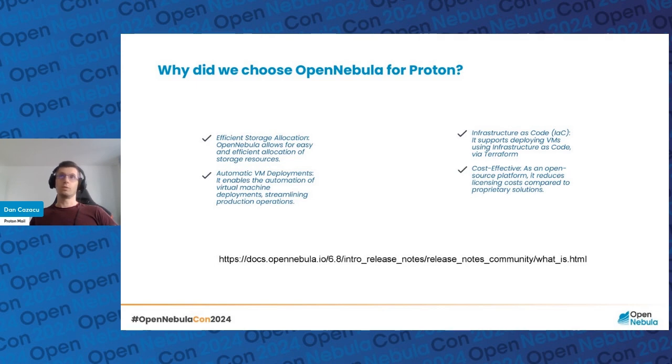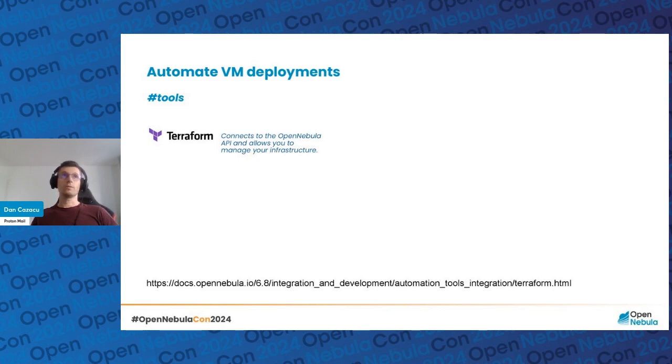Let's have a look at the tools that we used to automate our VM deployments. So first of all, Terraform, as you know, had a couple of issues with licensing recently, but still a great tool. Terraform allowed us to connect via the provider to the OpenNebula API, and that way all the OpenNebula resources that Victor was talking about earlier became available in IaC.